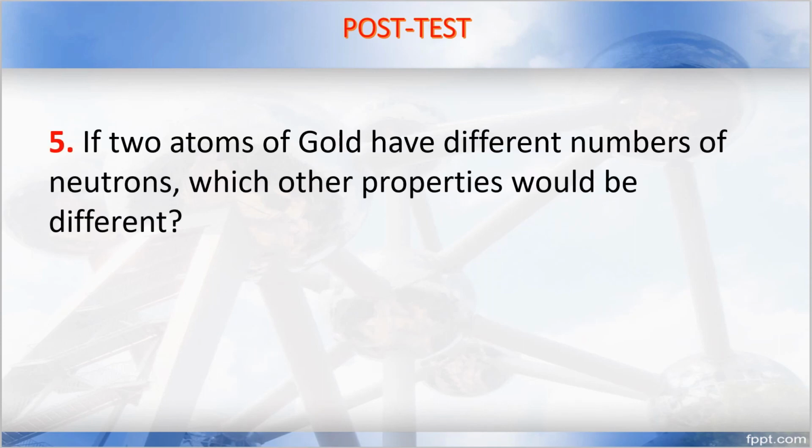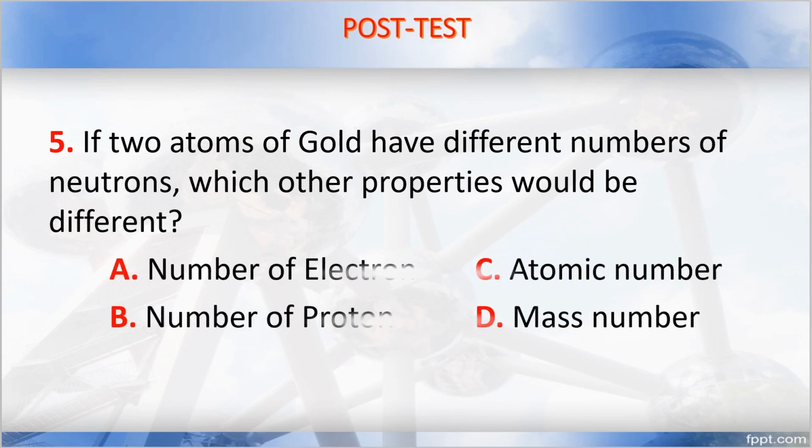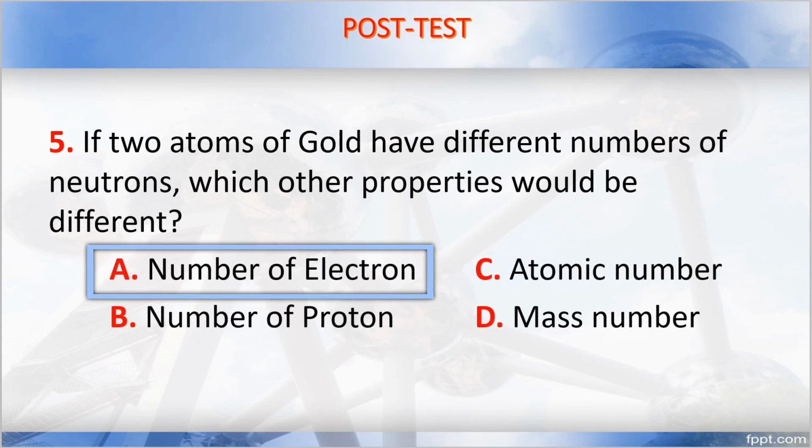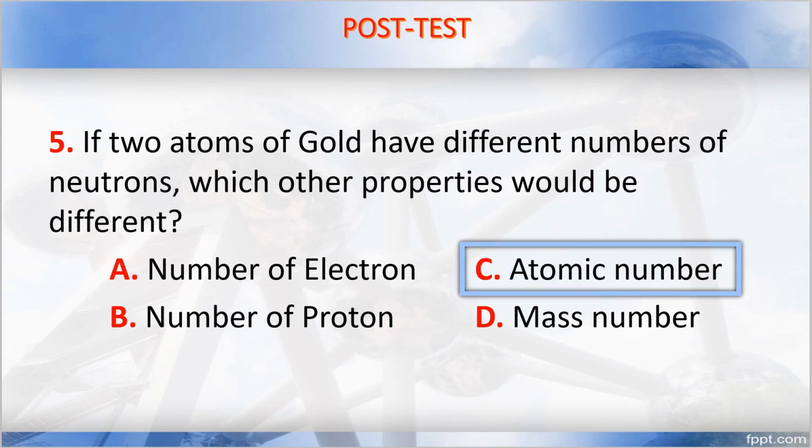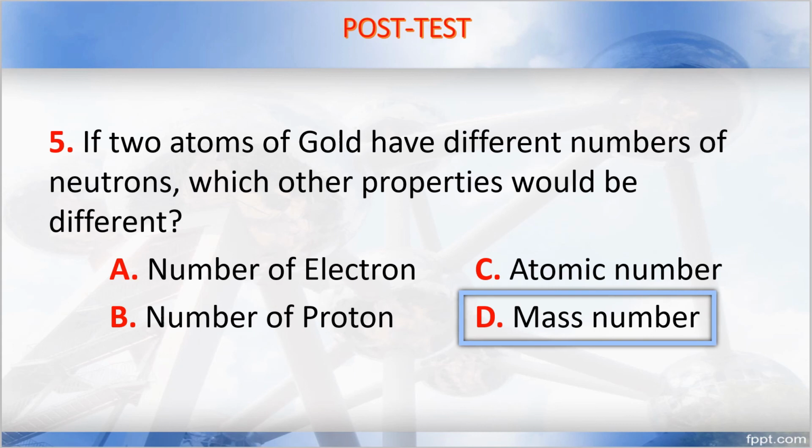Number 5. If two atoms of gold have different numbers of neutrons, which other properties would be different? A. Number of electrons, B. Number of protons, C. Atomic number, D. Mass number.